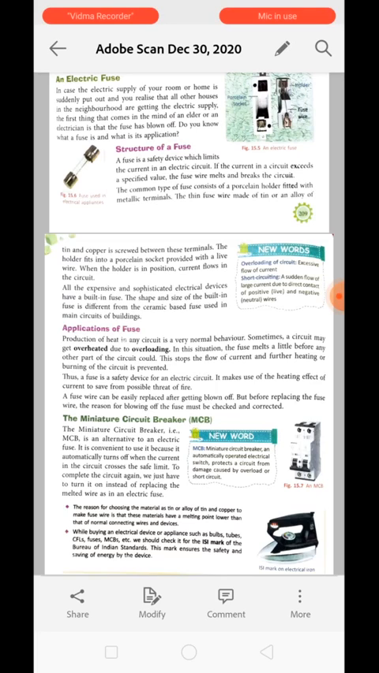A fuse is a safety device of an electric circuit. It makes use of the heating effect of electric current to prevent the possible threat of fire. A fuse can be easily replaced after getting blown off, but before replacing the fuse, we must ensure the reason behind the blowing of the fuse is checked and corrected properly.